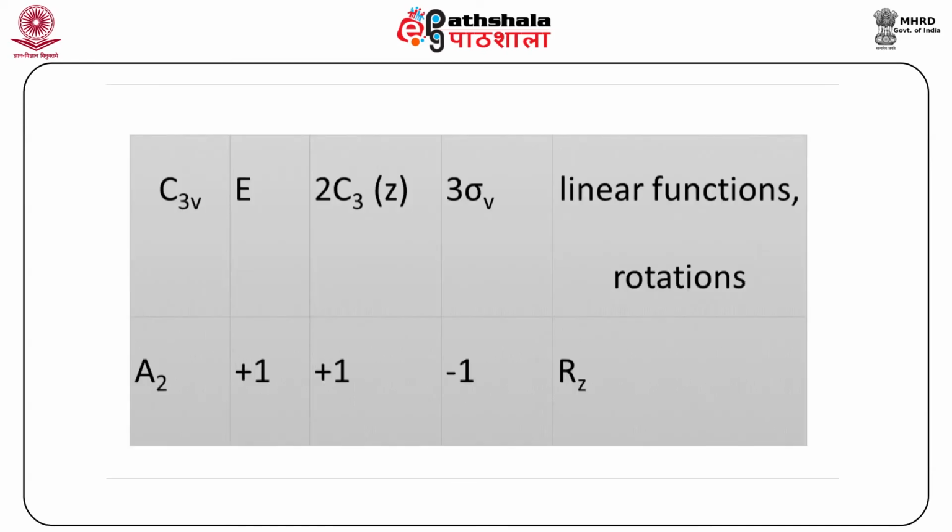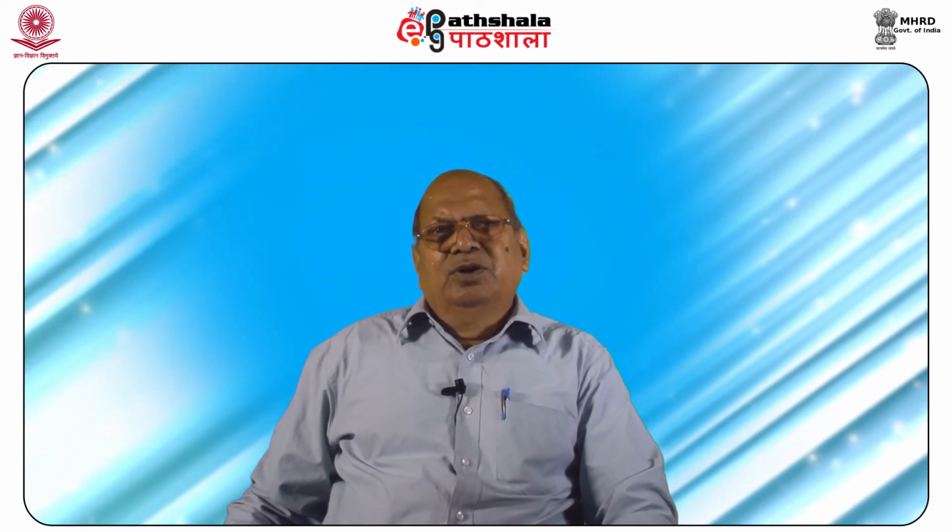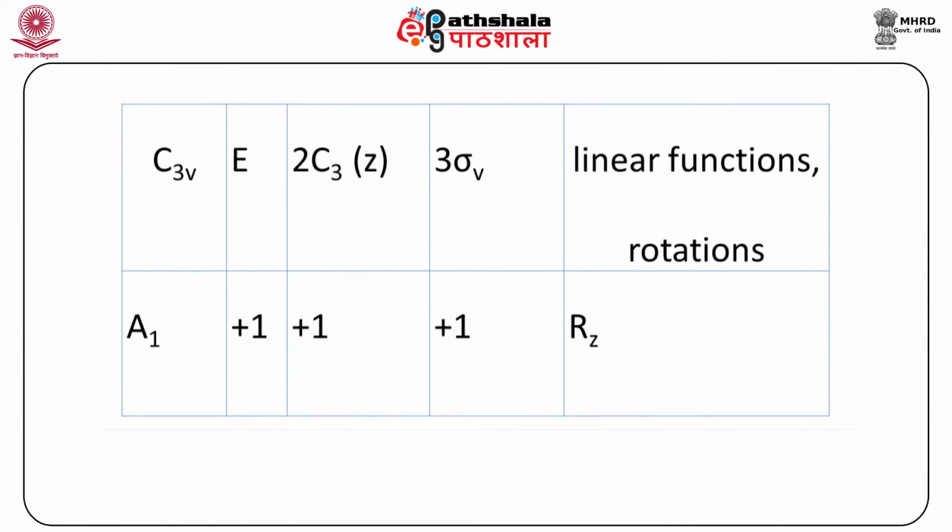Rz vector is the basis for A2. You look at the character table in partial, look at the A2 irreducible representation, for which I am having plus 1, minus 1 as the characters. So, against that there is Rz. Z or Tz vector is the basis for A1. Again look at the character table, and the partial part is A1. Before that I am having Rz.